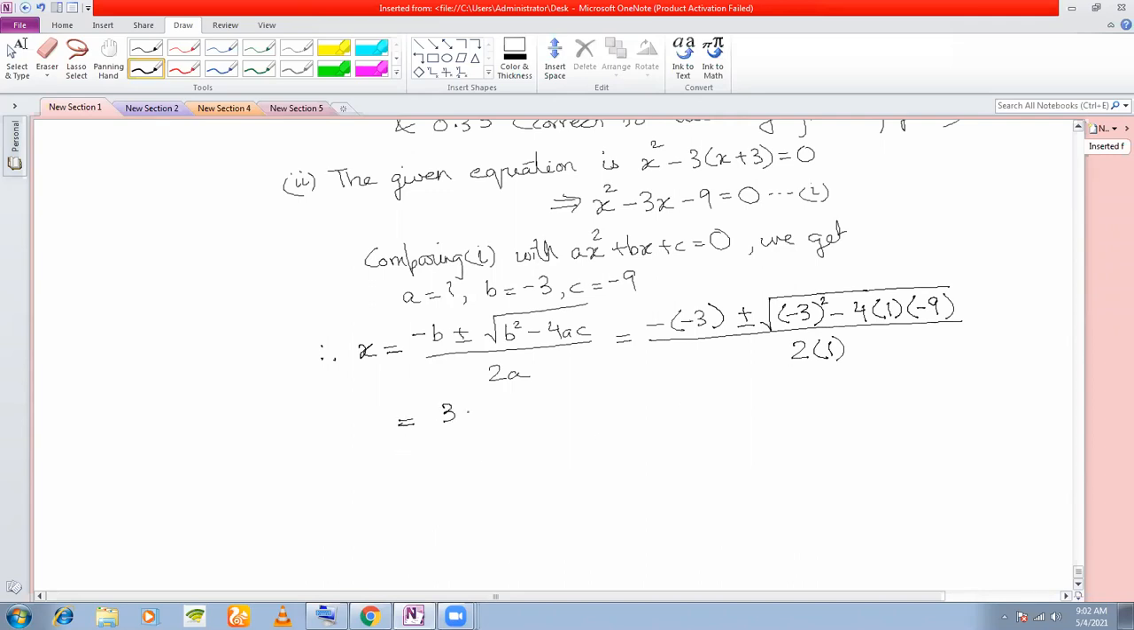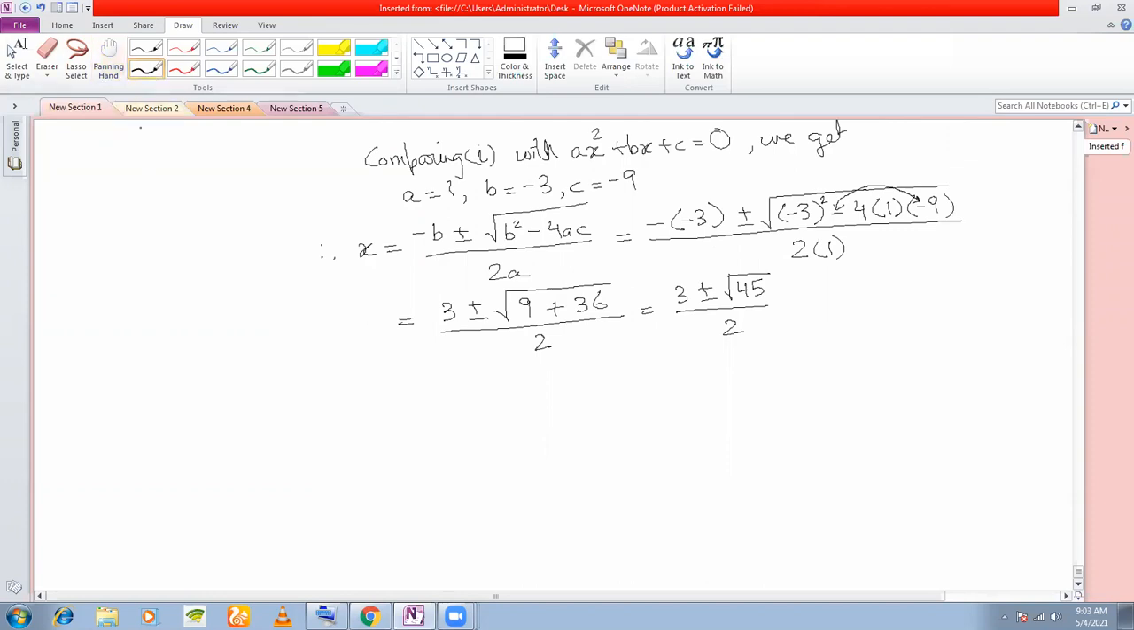So now this becomes 3 plus or minus square root of minus 3 square is 9, and there are two negative signs here, so this minus and this minus combine to give you a plus sign. 36, which is 4 into 9, divided by 2. This becomes 3 plus or minus 36 plus 9 is 45, so this becomes square root of 45 divided by 2. Okay, now see, 45 can be prime factorized, so you can reduce it to a lower radical of a lower number.